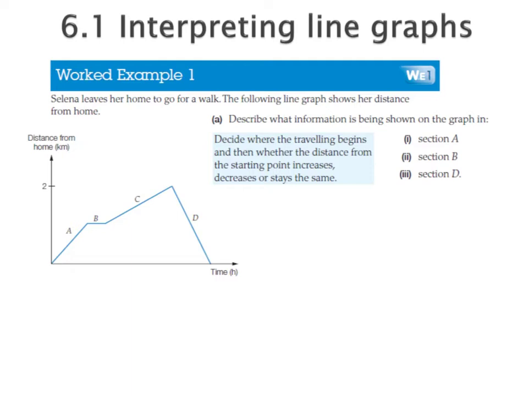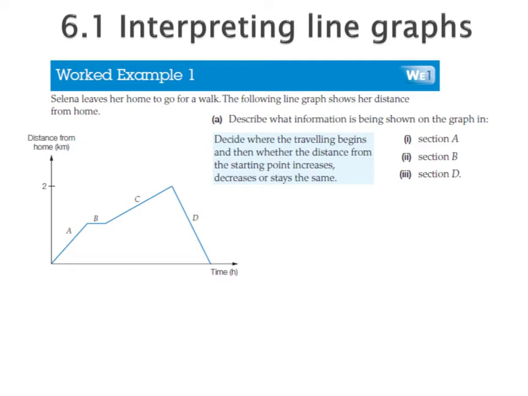So for this question here, it asks us to describe what's happening in section A, B and D. So if I have a quick look, section A, you can see here that she's obviously getting away from home. I would say that she's travelling at a constant pace because the line's going continuously. If I look at section B here, it's actually a flat line, which tells me her distance isn't getting any further, like going up that way, and it isn't getting any closer to back to home. So for there, I would say that she is stationary somewhere.